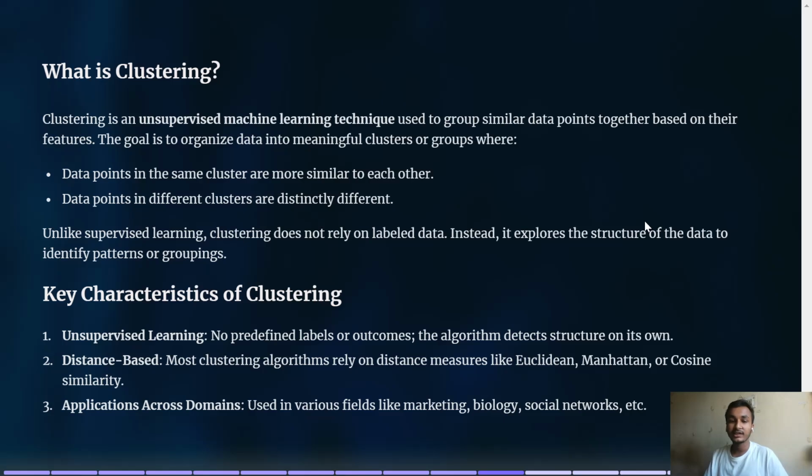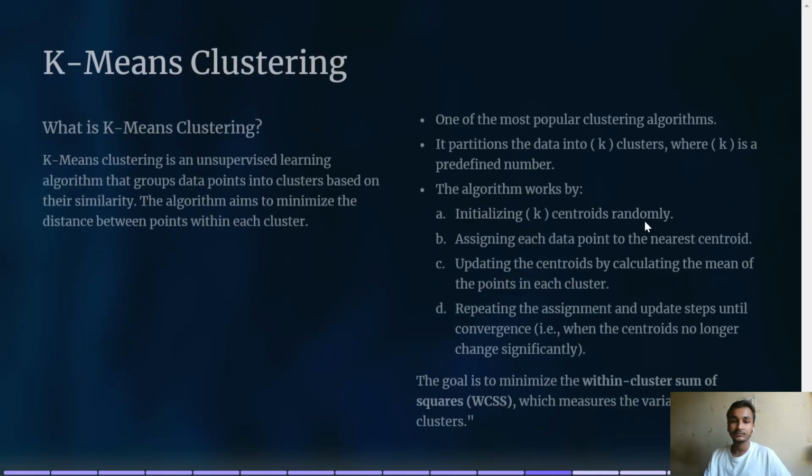So, unlike supervised learning, clustering does not rely on labeled data. Instead, it explores the structure of the data to identify patterns or groupings. So its key characteristics are it is unsupervised, such that it does not have any predefined labels or outcomes. The algorithm detects structures on its own. It is distance-based. Most clustering algorithms rely on distance measures like Euclidean, Manhattan, or cosine similarity, used in various fields like marketing, biology, social networks, etc.